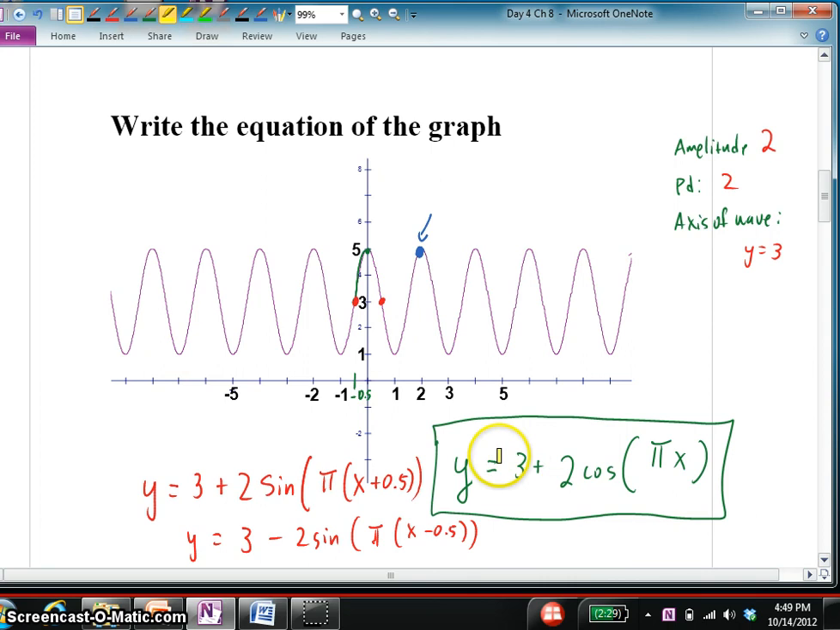However, it's very clear that the one that has no phase shift is the easiest one to do, and I would say this is the easiest one to do.